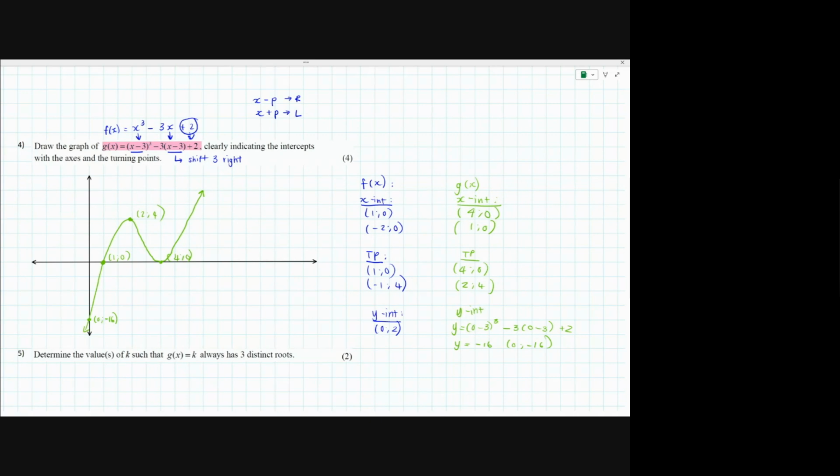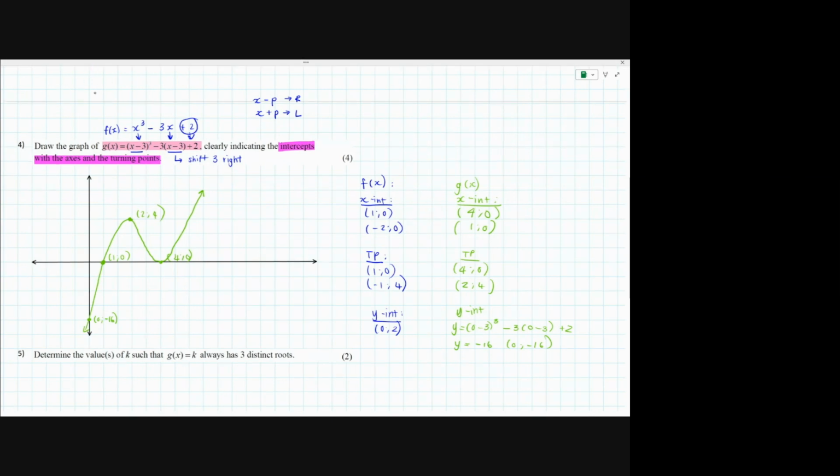But you only show intercepts with axes, asymptotes, turning points. Those are the only things. Generally in the question, it'll say indicate. So you can see in this question here, it tells you exactly what we want you to label, indicating intercepts with the axes and the turning points. So that's the only thing I actually want to see. I don't want to see anything else. Okay, but if you show it, great, it doesn't matter.